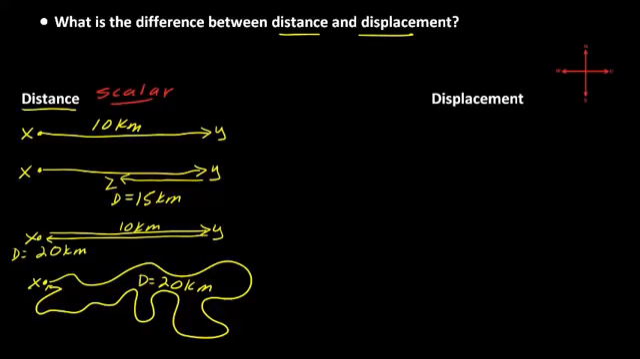Now let's take a look at displacement. And we'll use the same scenario each time. In the first scenario, we started at our origin, which was point X, and we traveled all the way over to point Y. And that was a distance of 10 kilometers. But the displacement is not just 10 kilometers. The displacement in this case is 10 kilometers east.